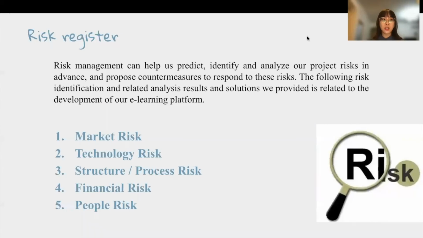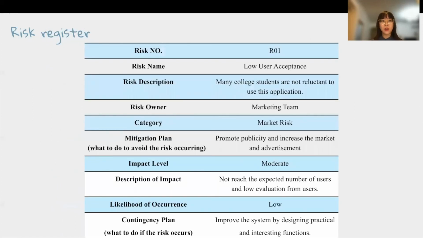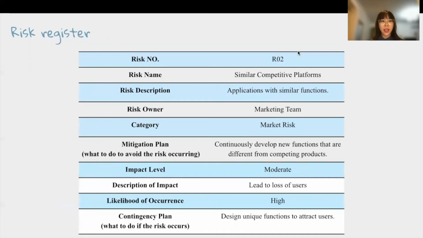Okay, let me introduce the risk register. We evaluate risk from five aspects, including market risk, technology risk, structure and process risk, financial risk, and people risk. Risk 1 is low user acceptance. The mitigation plan is to promote publicity and increase marketing and advertisement. Risk 2 is similar competitive platforms. Our mitigation plan is to continuously develop new functions that are different from competing products.